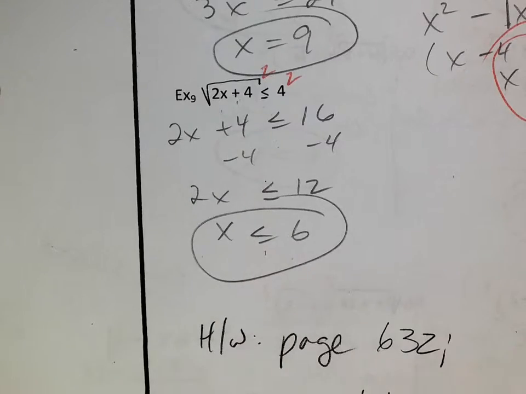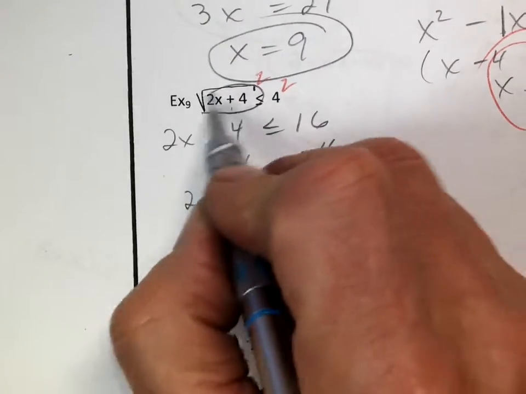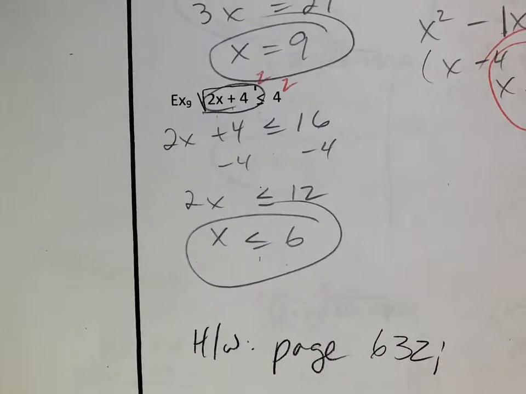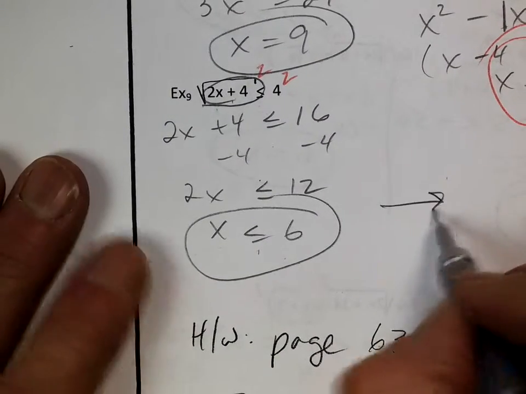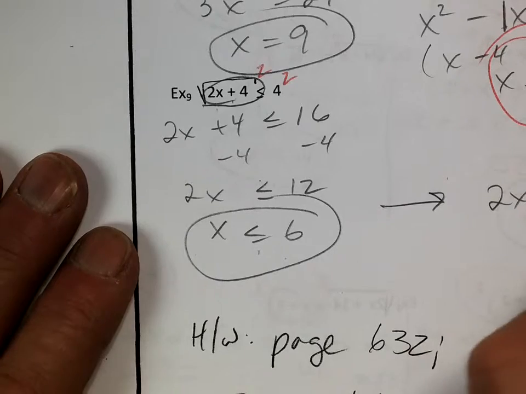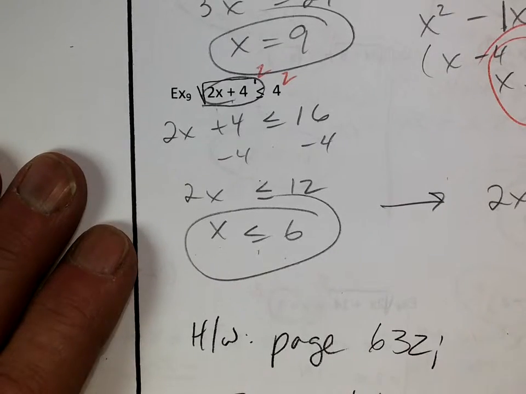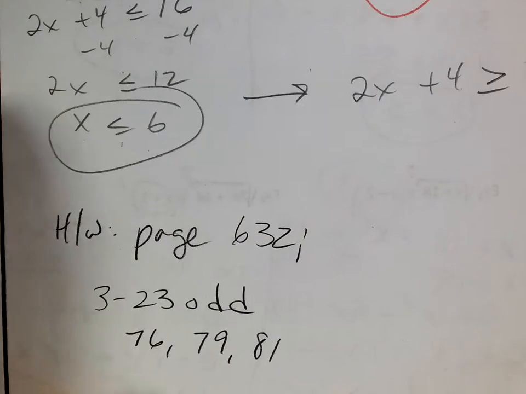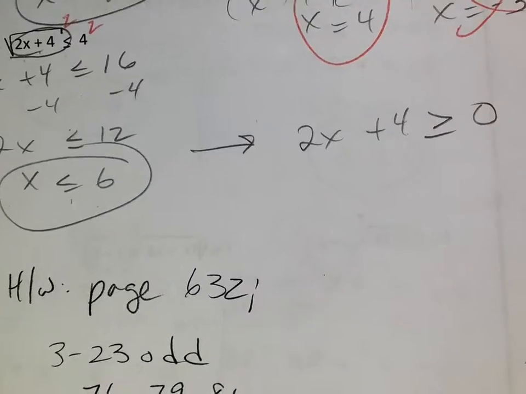Is this exactly true? Could I plug in a negative 10? So less than 6 is a little bit ambiguous because I want to make sure that what's inside of here is always going to be greater than or equal to 0. So on the side, I might say, oh, wait a minute, 2x plus 4 better be greater than or equal to 0. Now, I want you to think about the statement I just made there.